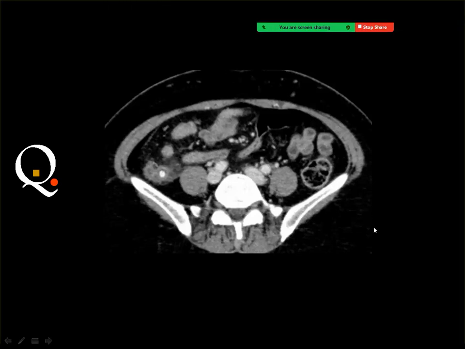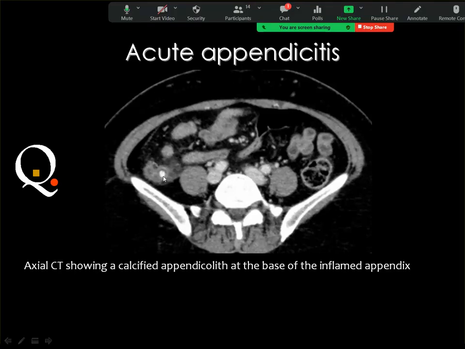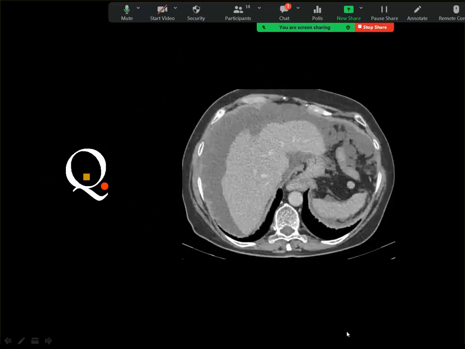Appendicitis? Yes, and this is acute appendicitis. You got the appendicolith, which is one of the pathognomonic landmarks of this disease, and you got a stranding of the surrounding fat planes, diagnostic of acute appendicitis.